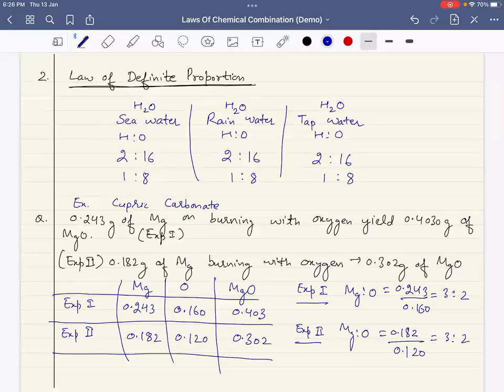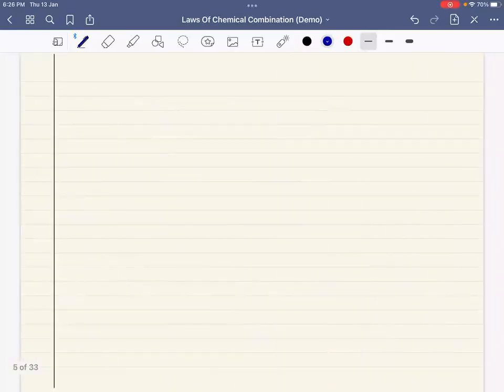Now let us go to the third law. Third law is the law of multiple proportion. First let us write the definition of the law of multiple proportion. Then we will understand it step by step.